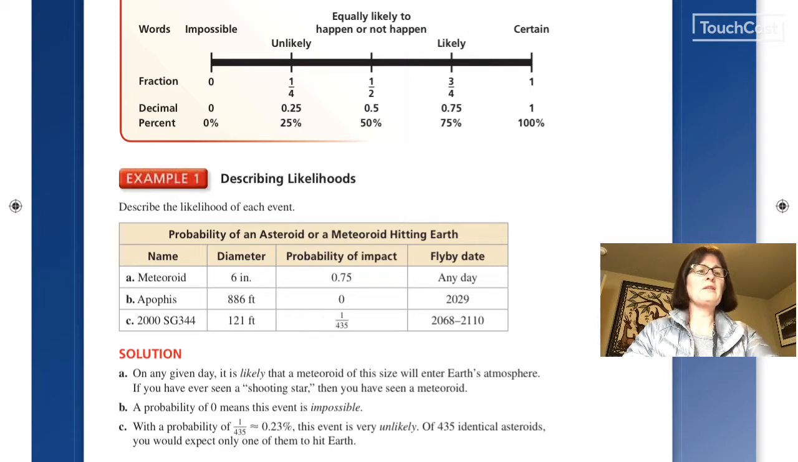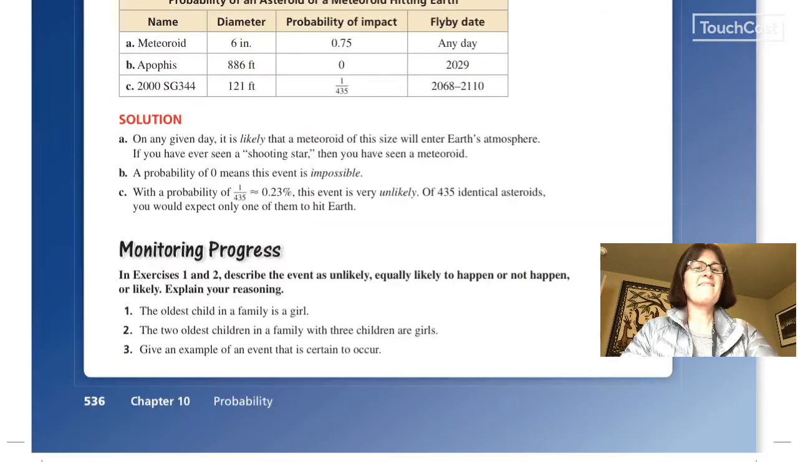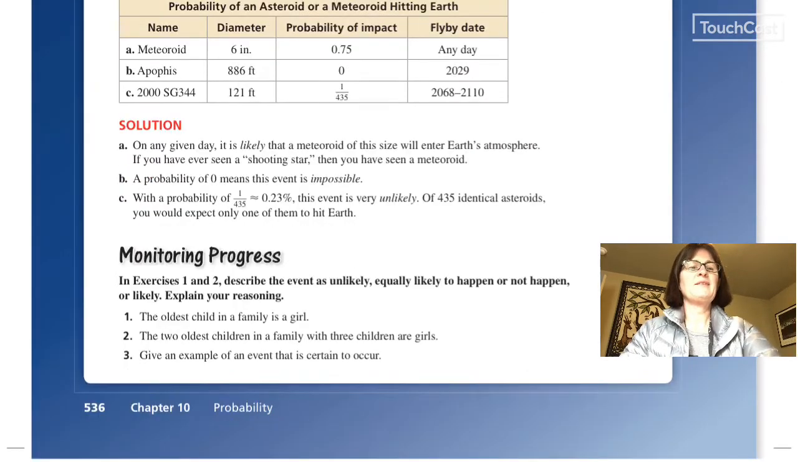And then at the bottom of the page, I would like for you to answer number... I do that on the Promethean board too, huh? Would you answer numbers 1 and 2 and 3 here?